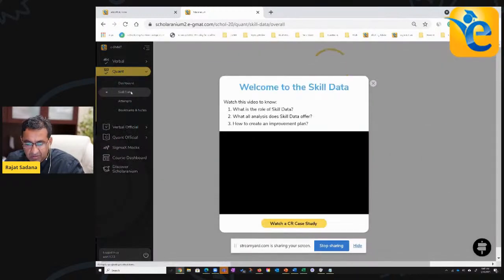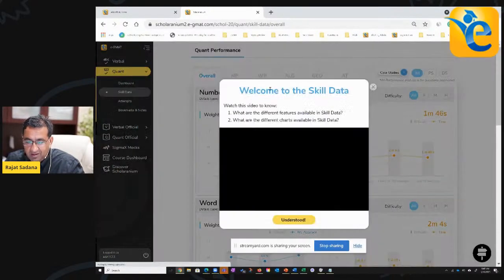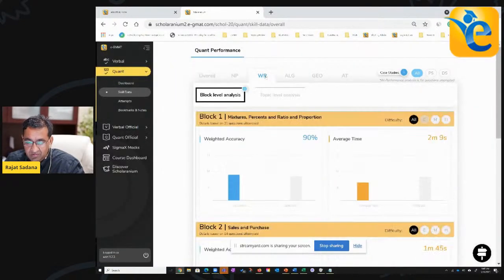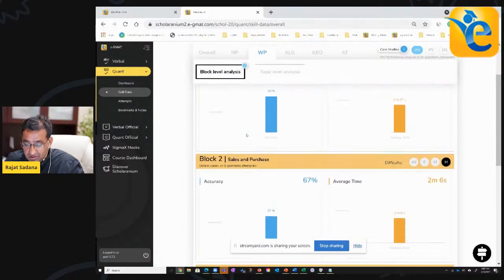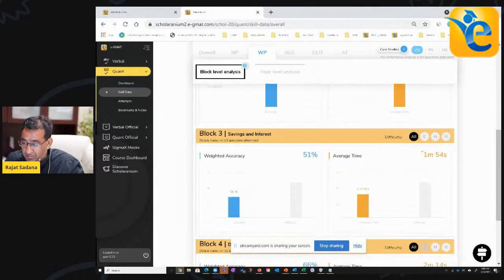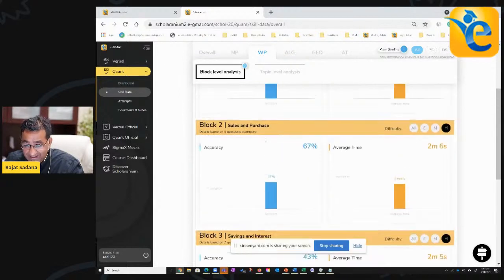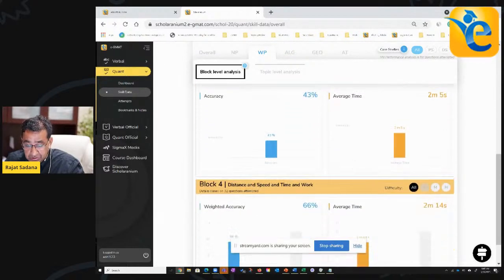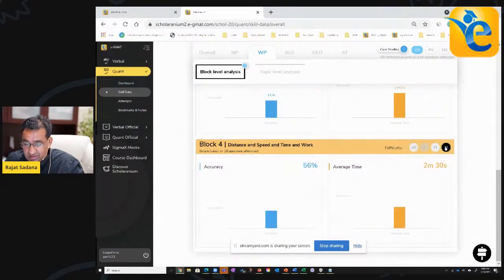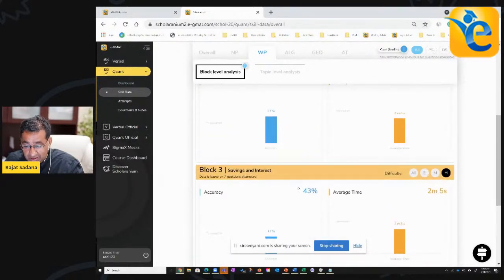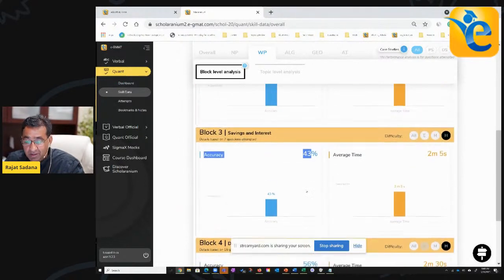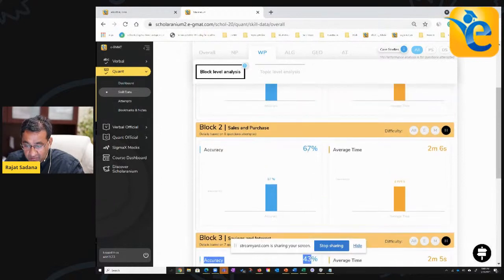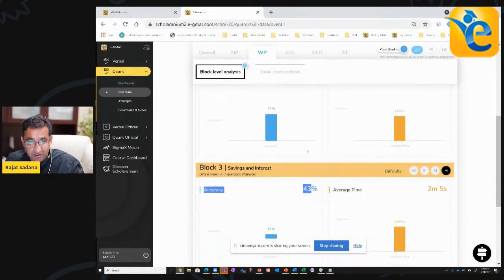Again, we follow the same piece. We go to skill data. Let's go there. Let's remove this, go to word problems, again, do the block level analysis, focus on hard questions, and you can see mixtures, persons, and ratios, not a problem. Sales and purchase, not a problem. But savings and interest, huge issues, okay? And distance, speed, and work, still an issue. So again, you can see if I were to improve my ability in word problems, I am going to focus on these pieces over here.